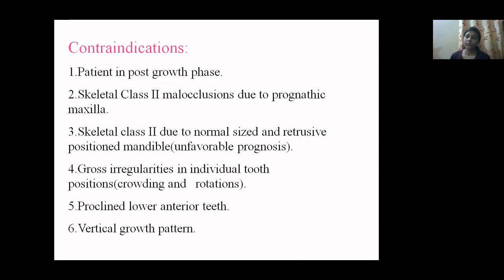Contraindications will be the post-growth phase, problems associated with a prognathic maxilla, class 2 due to normal size and retruded position of the mandible, which will give an unfavorable prognosis, and gross irregularities in individual tooth positions. There must be well aligned arches before we go for treatment with the myofunctional appliances. Proclined anterior teeth are contraindications. Vertical growth pattern again is a contraindication.